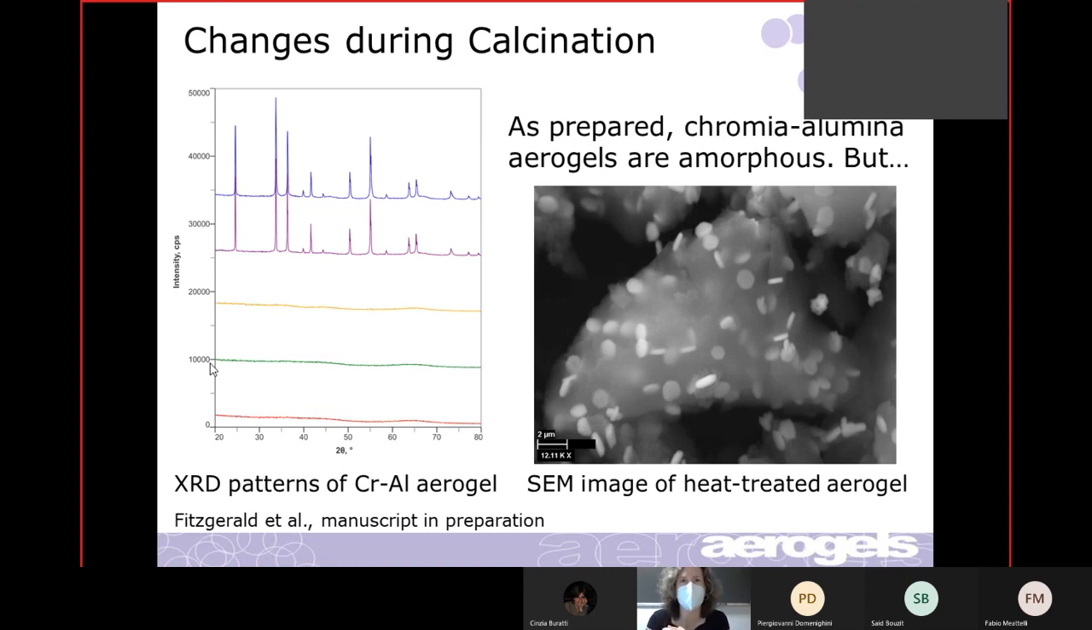So if we measure as a function of angle, we will see areas of constructive and destructive interference, leading the constructive interference to peaks for crystalline species. If you have an amorphous species, it's going to just be destructive overall, and you will not see peaks. And so this bottom trace basically tells us that as we prepared chromia alumina aerogels, it was an amorphous material.